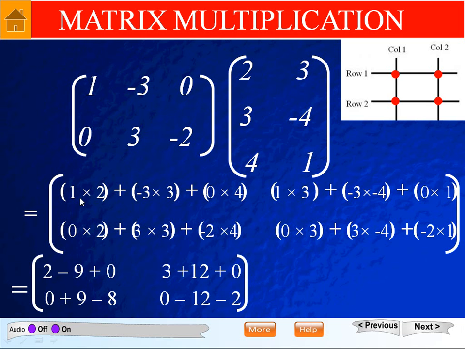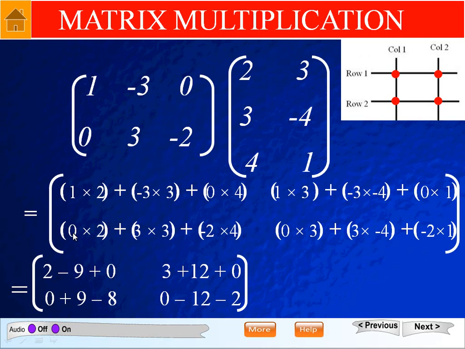Alright, so that would give us 1 times 2 is 2, negative 3 times 3 gives us negative 9, plus 0 times 4, which is 0. 1 times 3 is 3, plus negative 3 times a negative 4 is 12. That's negative times a negative, giving us the positive here, plus 0 times 1, which is 0.